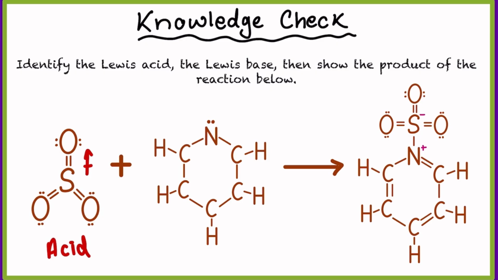Looking at C5H5N, there is a lone pair of electrons on nitrogen, meaning it's electron-rich, so this molecule is definitely the Lewis base. For the product, the electron-rich nitrogen will form a bond with the electron-poor sulfur, right here. Now, the formal charge on nitrogen will be positive, and the formal charge on sulfur will be negative.